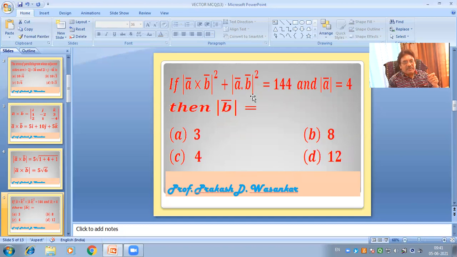In this problem, one vector equation is given. That is, the magnitude of A bar cross B bar whole square plus the magnitude of A bar dot B bar whole square is equal to 144.